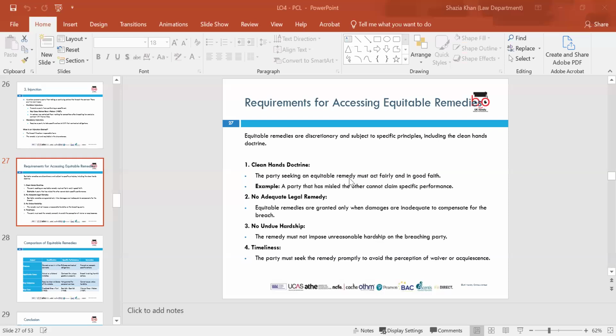And they have to look at no adequate legal remedy. So equitable remedies are granted where damages are inadequate to compensate for the breach. There's no undue hardship, so the remedy must not impose unreasonable hardship, and timeliness, that they are prompt to avoid any perception of waiver.